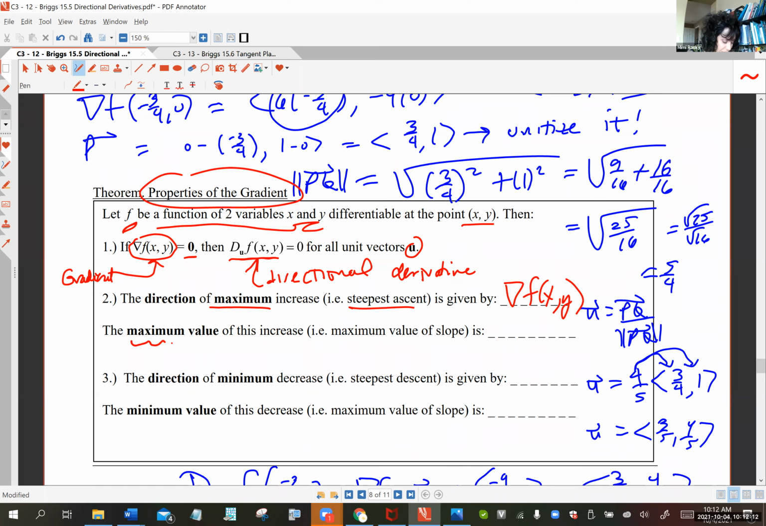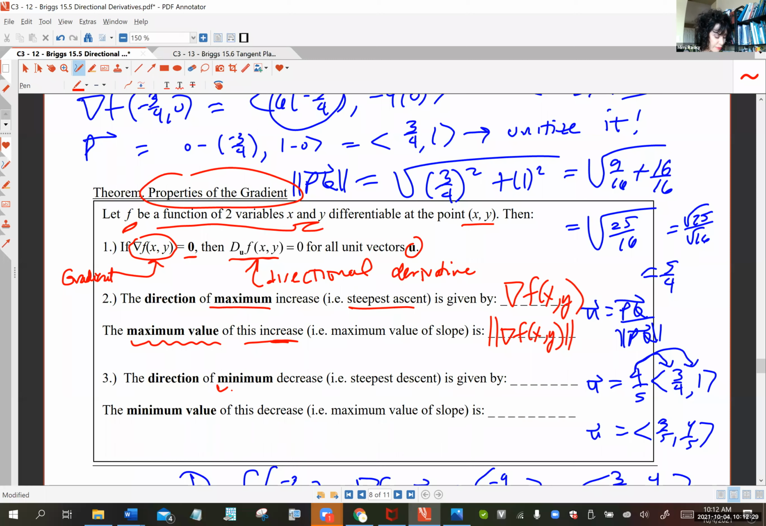The maximum value of this increase. So the gradient gives you the direction, but what about the actual value of that maximum slope, if you will? It is the magnitude of the gradient at that point.